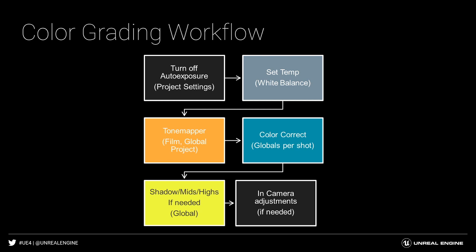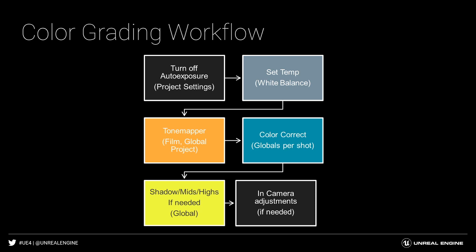The first thing you'll want to do is turn off auto exposure in your project settings. After this, you need to set your white balance using the temperature of the post-process volume. From here, you're ready to work with the tone mapper, and this is done on a global or project basis. So once you've set your tone, you're ready to move on to your color correction workflow, and the color correction tools are meant to be used on a per shot basis.